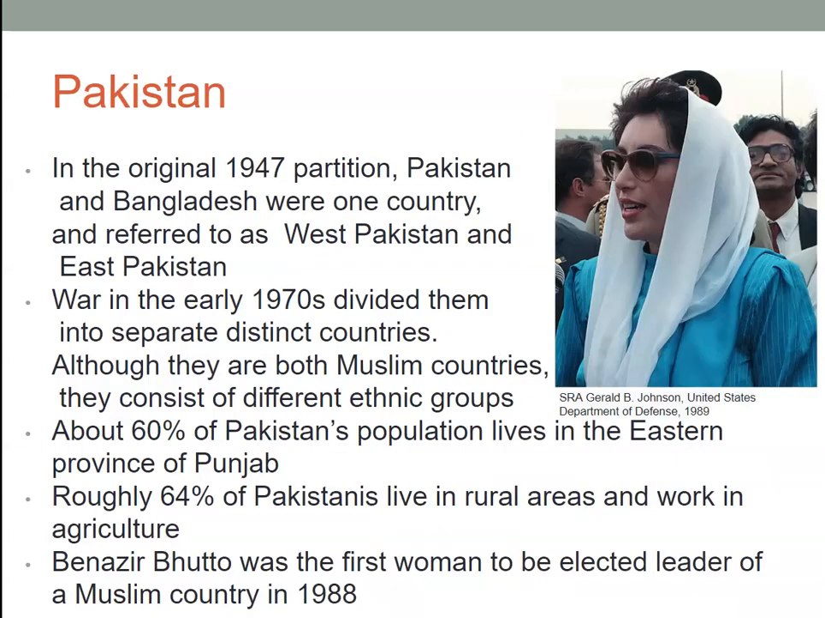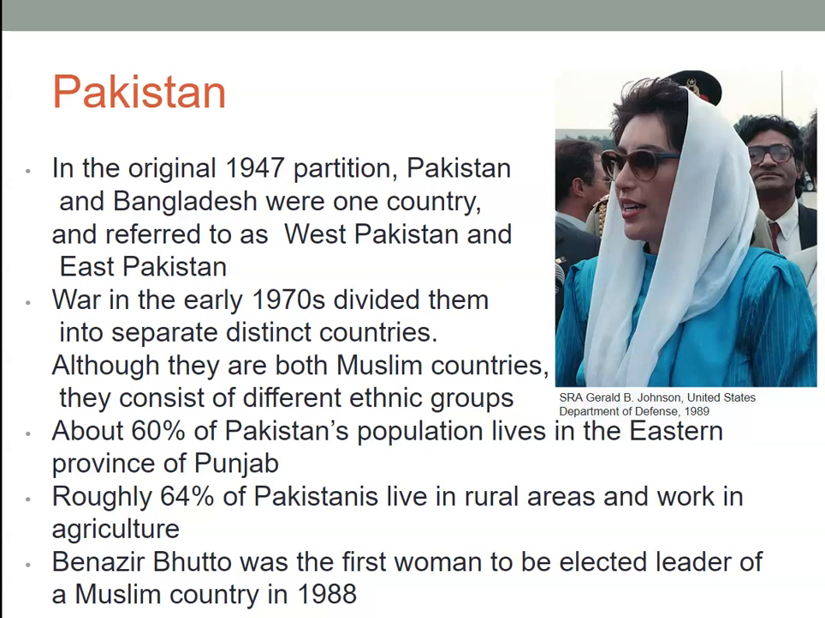Let's go to Pakistan. So in the original 1947 partition, Pakistan and Bangladesh were one country. They were referred to as West Pakistan and East Pakistan. And the idea, again, this was an imposed boundary. This was created by the Brits. And it was like, oh, let's put all the Hindus over here and put all the Muslims over here. Okay? So you had two regions that weren't even touching that were being ruled as one country. Could be a bit problematic, right?